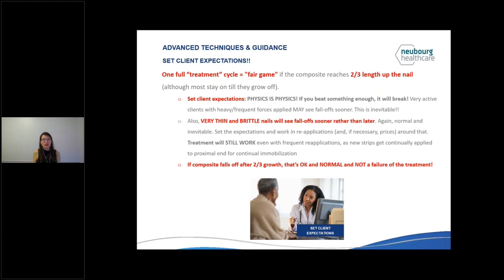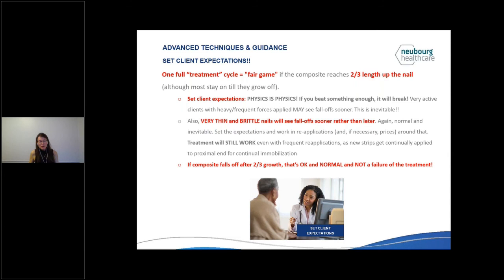If they've got an Onyfix strip on and they walk 10,000 miles a day and they're skiing and skating or swimming long hours every day, 7 days a week kind of thing, the Onyfix strip will fall off sooner. That's to be expected. That's normal. And it's important that you explain that to them so that they're not upset.